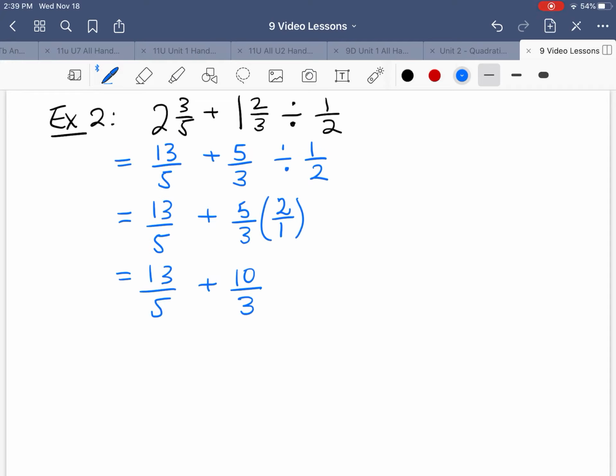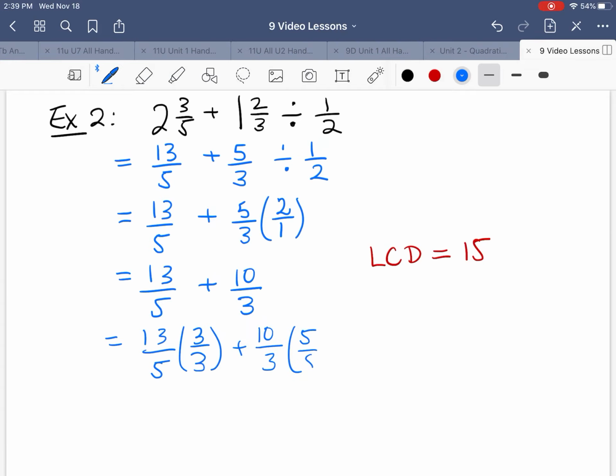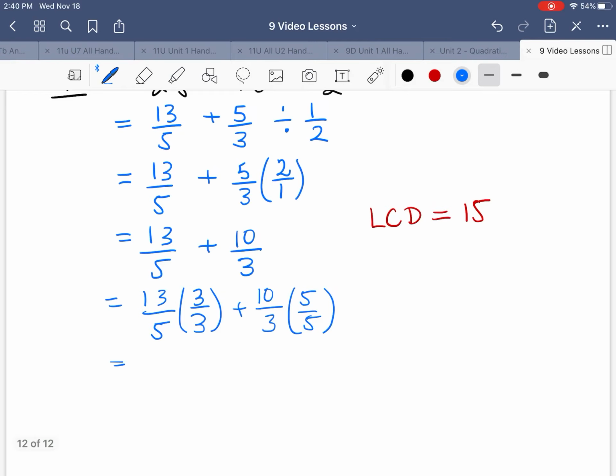And now we need to get a common denominator. So our lowest common denominator in this case is going to be 15. So what we need to do is we need to multiply 13/5 by 3/3 and 10/3 by 5/5. So 13 times 3 gives us 39, and 5 times 3 gives us 15. 10 times 5 gives us 50, and again 3 times 5 gives us 15.